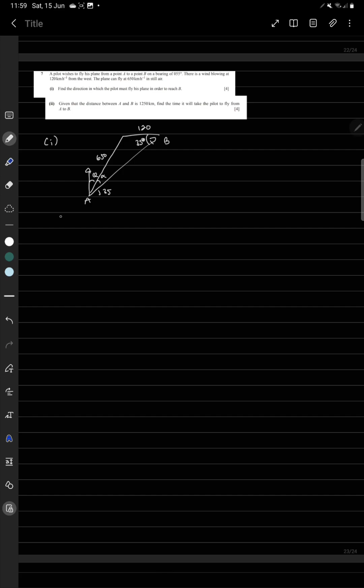So what we're going to do first here is use the sine rule, where we have 120 over sine alpha equals 650 over sine 35. Then sine alpha is going to be equal to 120 sine 35 over 650. And then alpha is going to be the inverse of sine of 120 sine 35 over 650.